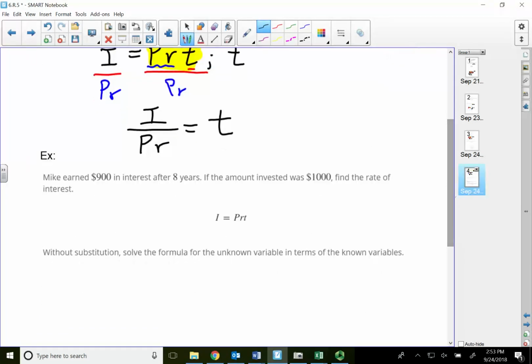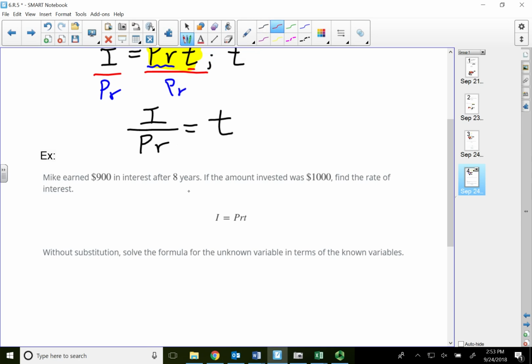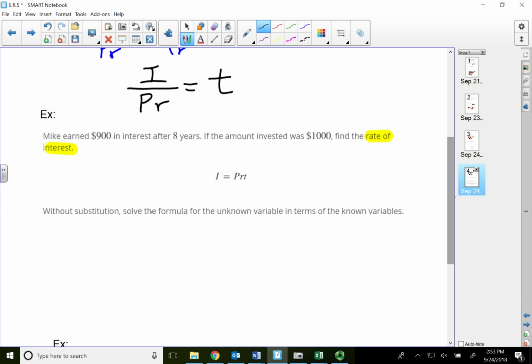So this is the same formula, but the instruction is slightly different. The givens are a little bit different. He earned $900 after 8 years. If the amount invested was 1,000, so 1,000 is where the P is, 8 is the time, 900 is the I. Find the rate of interest. So this time you want me to solve for R, basically. You do not need to substitute any number in here.